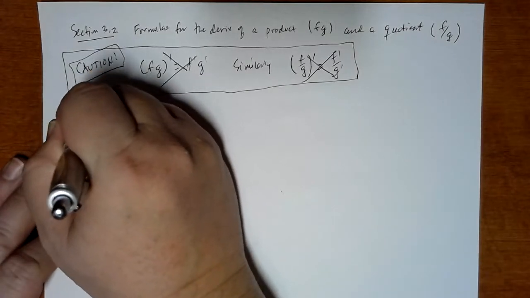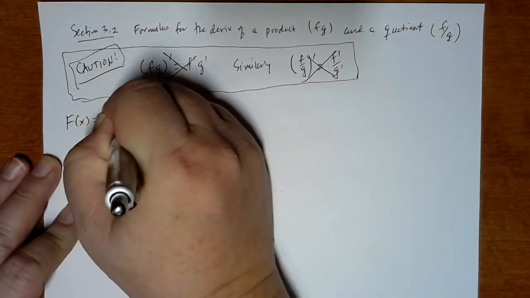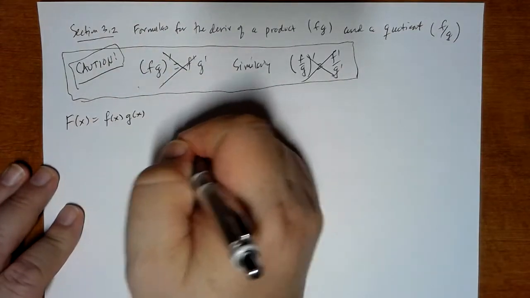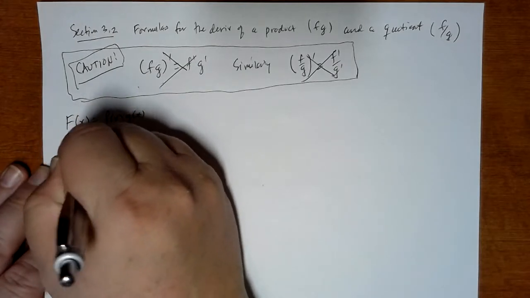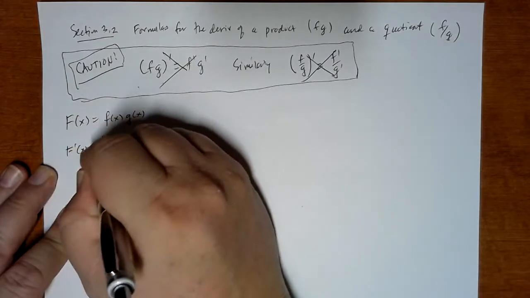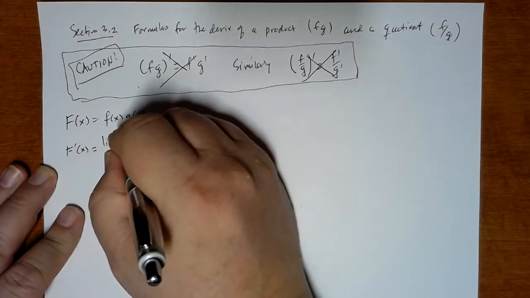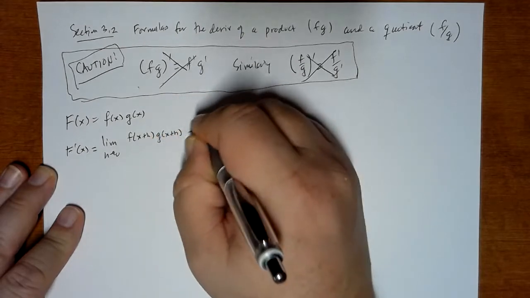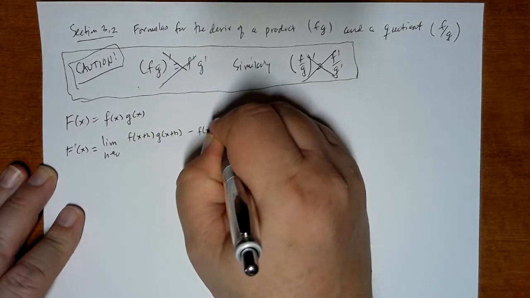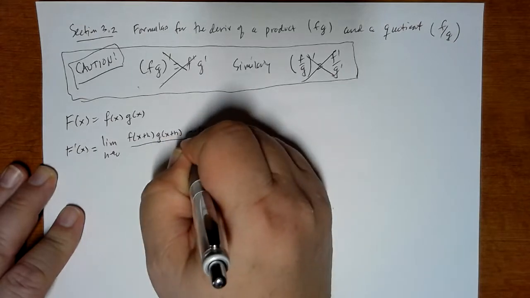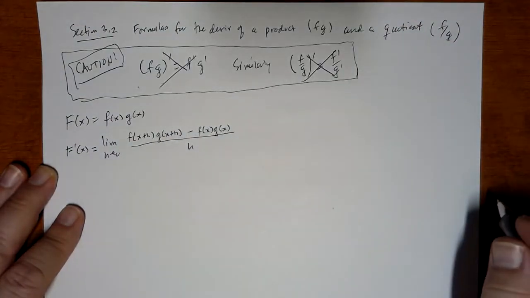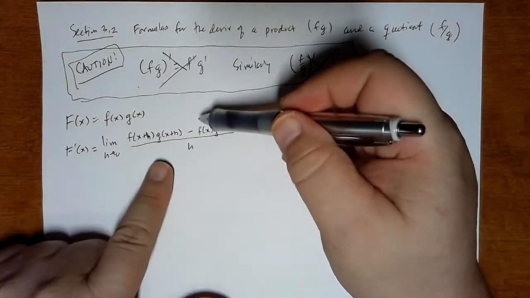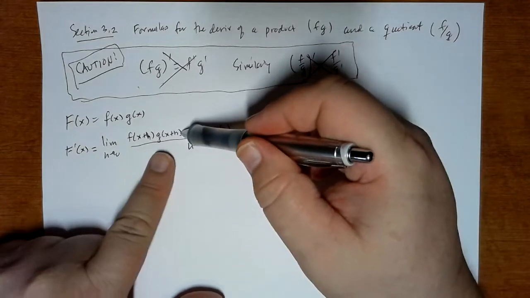Suppose that capital F of x is equal to small f of x times small g of x. Then what is the derivative of this? F prime of x, by definition, is the limit as h goes to 0 of f of x plus h, g of x plus h, minus f of x times g of x, over h. Good. So far everything is looking fine.